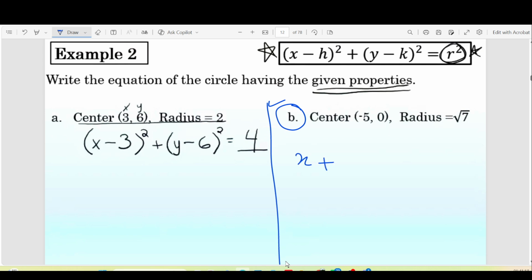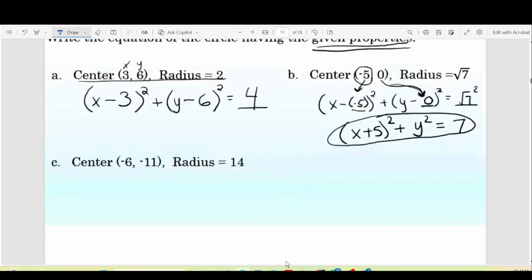x plus 5 comma y, whole x plus 5 whole squared plus y squared. The radius would just be y minus 0, y plus 0. It doesn't matter, does it? Square, right? Yeah, y squared equals 7, because if we square it we just get 7.